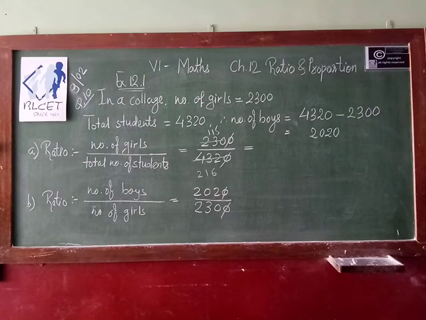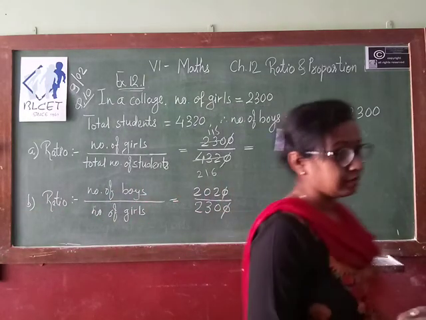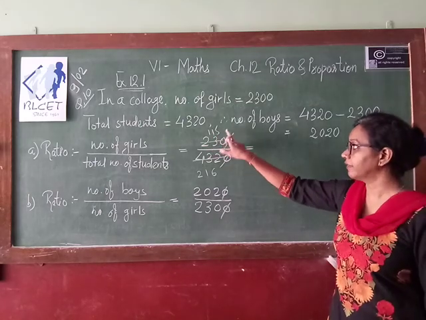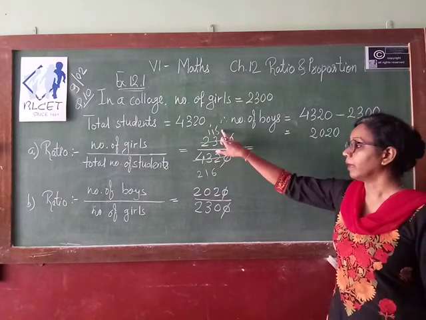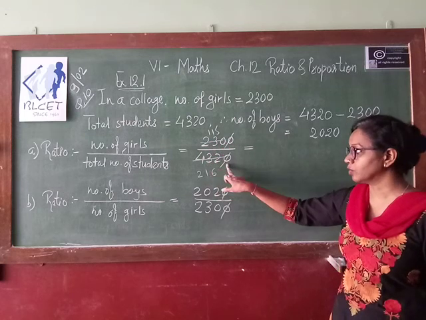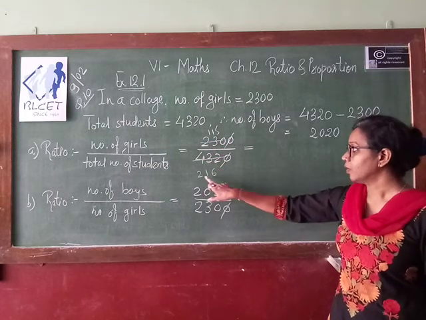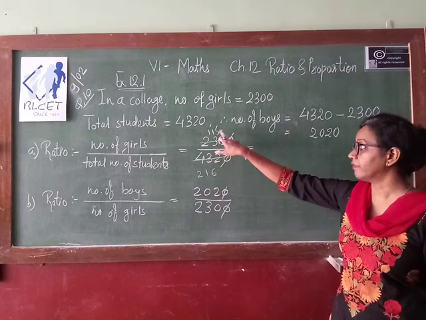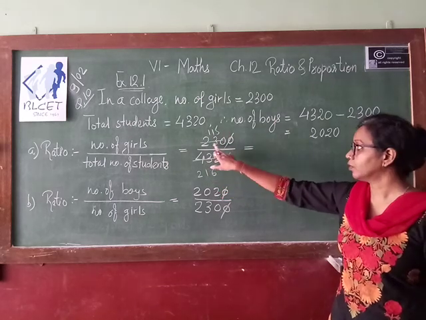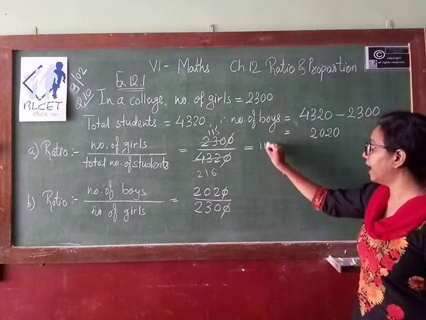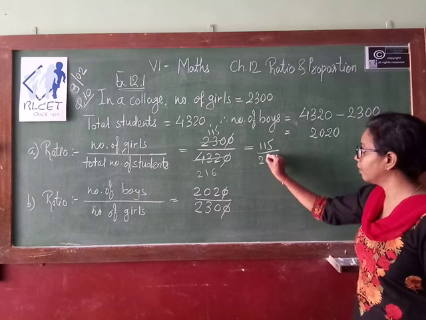If you see the calculation part, here we can do the cancellation by 2. 115 divided by 2, multiplied by 2 will give you 230, and here also you can divide 432 by 2. So what are we getting? 216 multiplied by 2 will give you 432, and 115 multiplied by 2 will give you 230. So 2 will get cancelled. So what is left? 115 divided by 216.